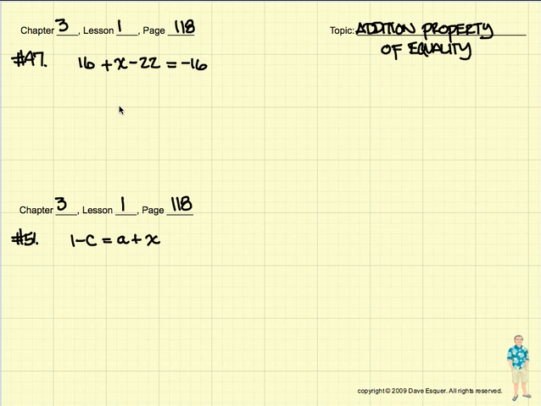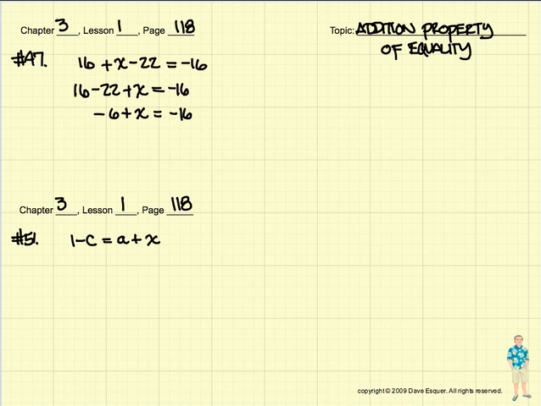Before we get started on number 47, we'll look to the left side and see if we can simplify anything. And I think 16 take away 22, if we needed to rewrite it, we could do this. 16 take away 22, I think, is negative 6. So we have negative 6 plus x is equal to negative 16.